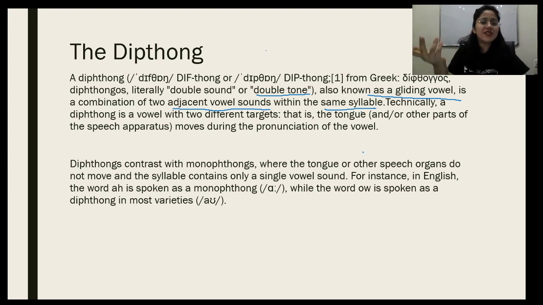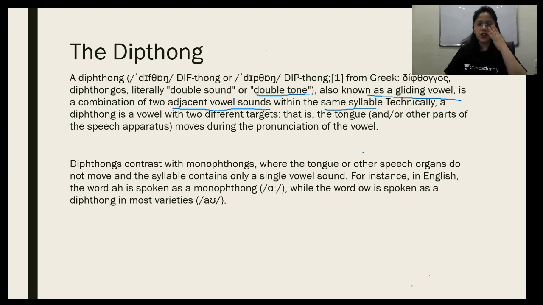Of course, for all the sounds, it would come from inside. But the mouth movement was such where the tongue pushed the word out. And similarly, the lower lip made the other sound for you. So it's very important to understand how the two sounds play out for the students to understand it better, and so that you can pick up these dual sounds exactly how you're supposed to pick them up. Diphthongs contrast with monophthongs where the tongue or other speech organs do not move and the syllable contains only a single vowel sound. So let's have a look.